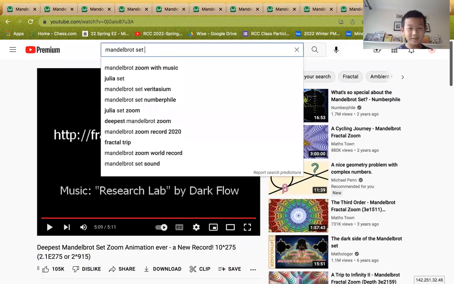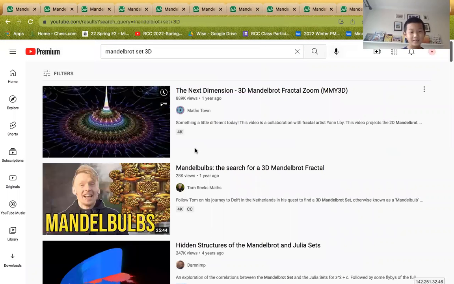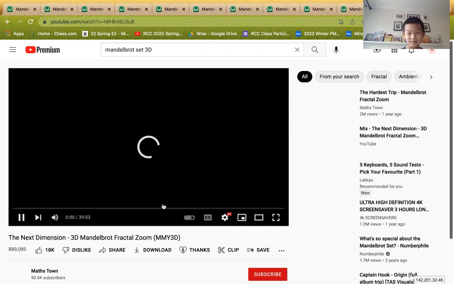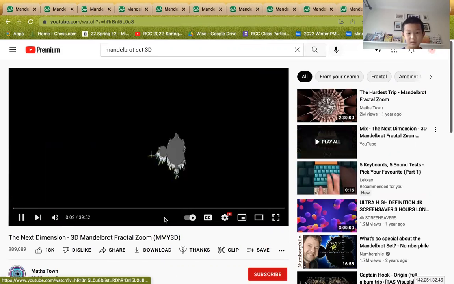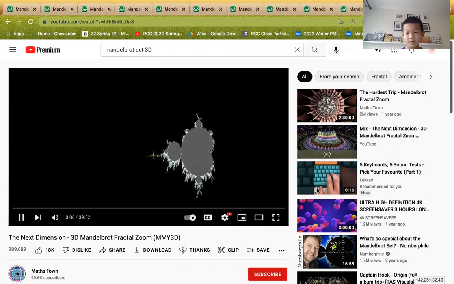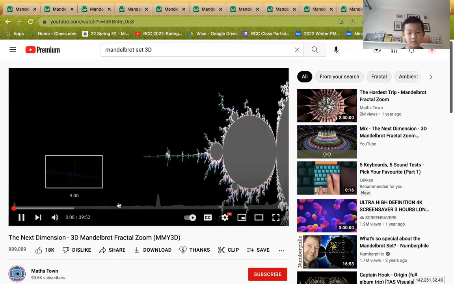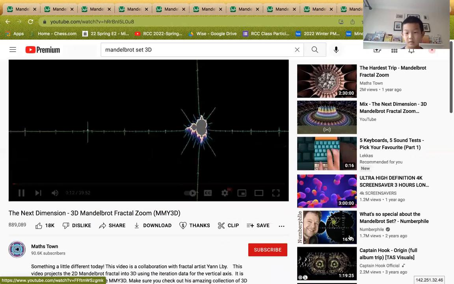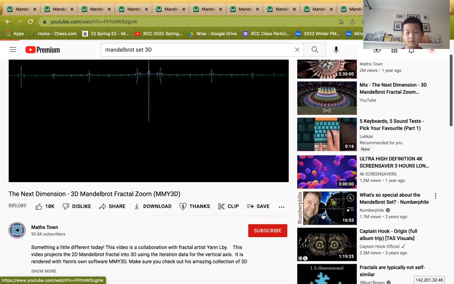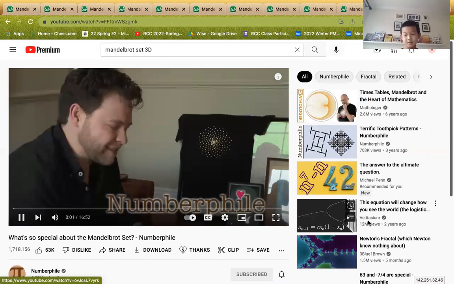Crazy. There is a 3D Mandelbrot set, though it actually is pretty boring. That's too boring. Maybe this is Mandelbrot set back to basics. I need your help though. Can you think of a number?